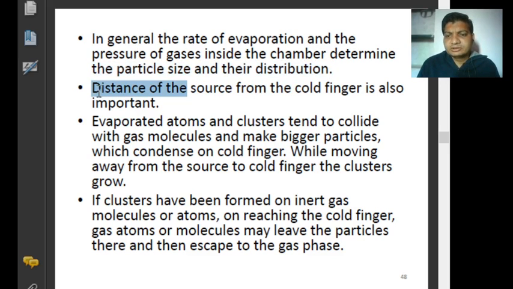And then the distance of the source from the cold finger is also important. So these two important factors determine the size and distribution: the pressure of the gas and the distance of the source from the cold finger. Evaporated atoms and clusters tend to collide with the gas molecules and make bigger particles, which condense on the cold finger.